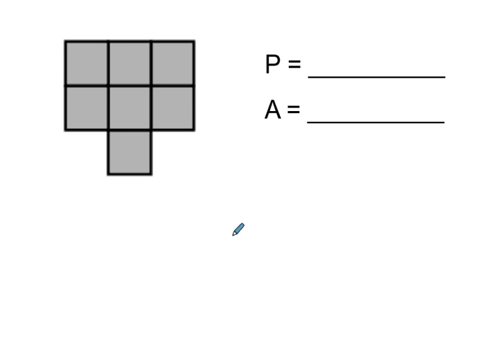So if you look at the screen here, we've got a shape, and it's made of little squares. What I forgot to write on here is that each square is 1 centimeter. All right. So P stands for perimeter, A stands for area. So we're going to find the perimeter and the area, assuming that each square is 1 centimeter again.